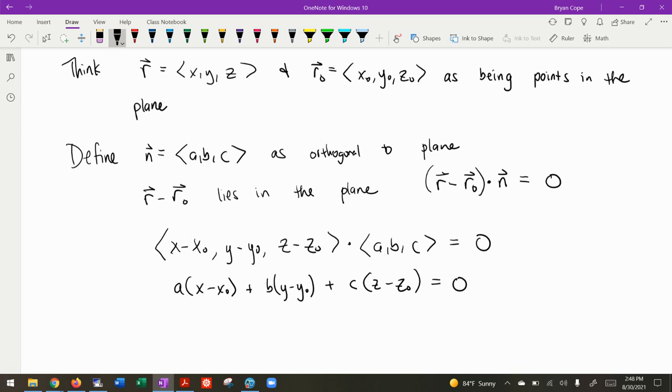Now, can you write this in a different form? Of course. You can distribute and combine like terms, and it will look more like this: Ax plus By plus Cz plus D equals 0. Equivalent forms, right? They mean the same plane and give us the same information. The ABC is really the key information that we need. All right? This leaves us 25 minutes to do problems.